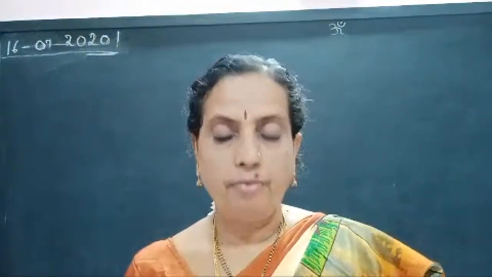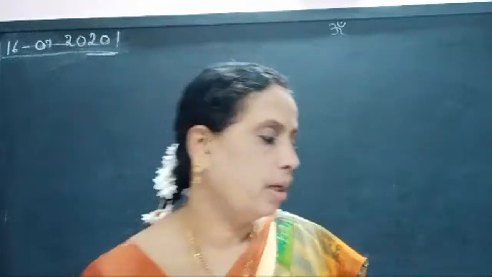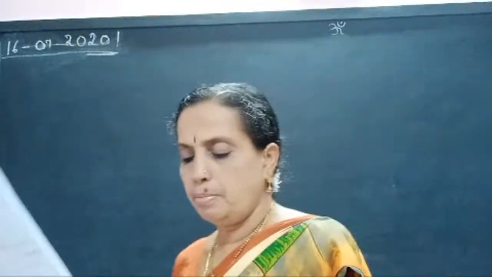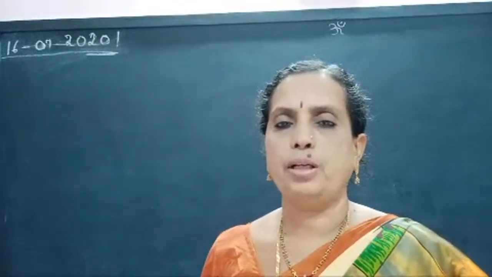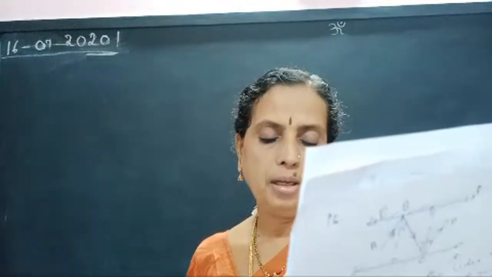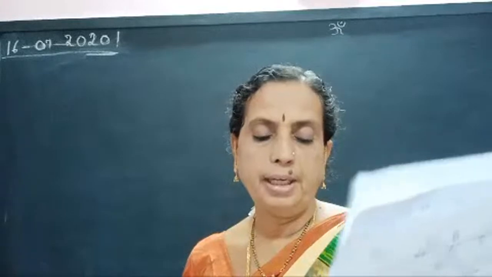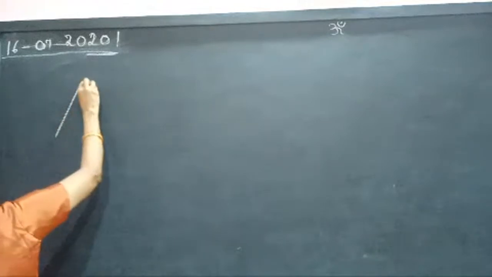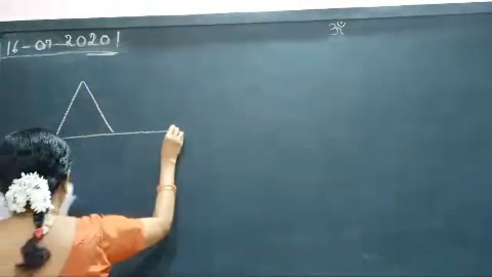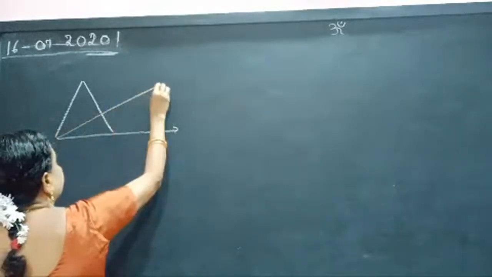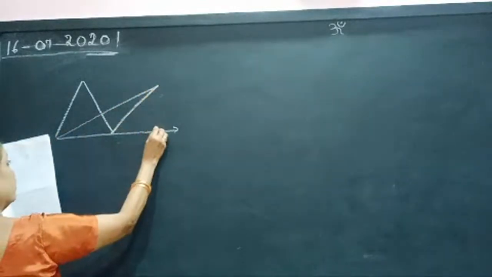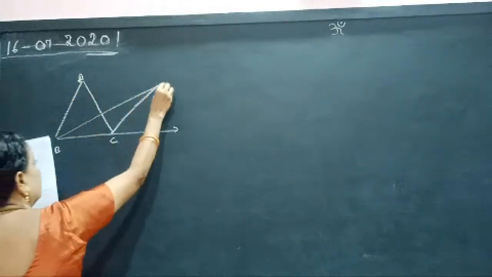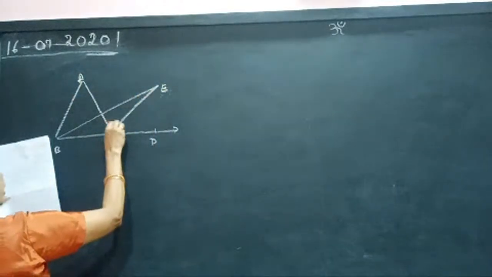So question number 7 from the previous assignment. Take the figure. CE and BE are the bisectors of ACD and ABC. It's a textbook question, most repeated question. Get the figure properly. If you are already done, just see the condition what is given here.